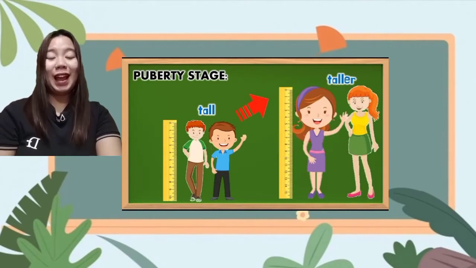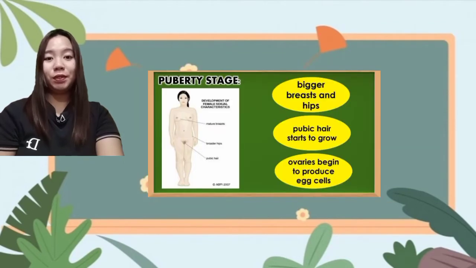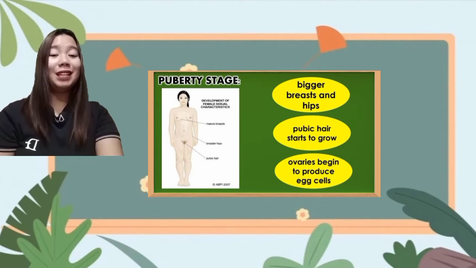On the other hand, girls grow taller than boys. They develop bigger breasts and hips. Also, pubic hair starts to grow. At this stage, the ovaries begin to produce egg cells, which become the reason for having menstruation monthly. In this lesson, you will learn how eggs are produced and mature, and what happens to them during the menstrual cycle.